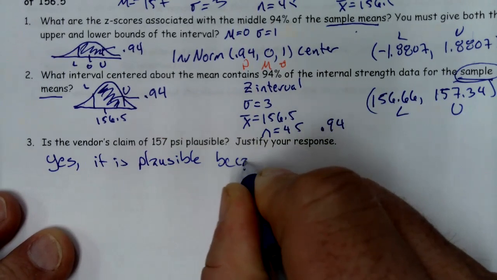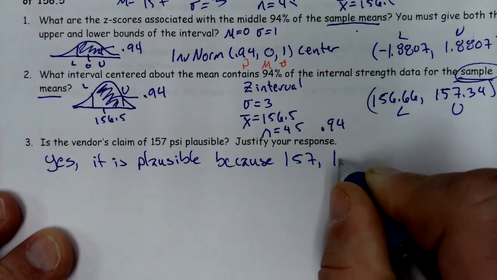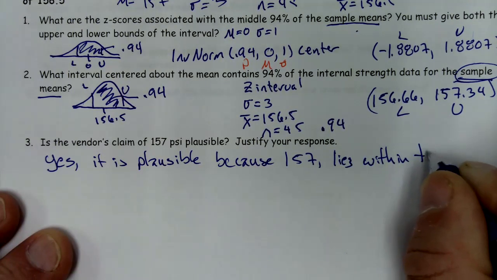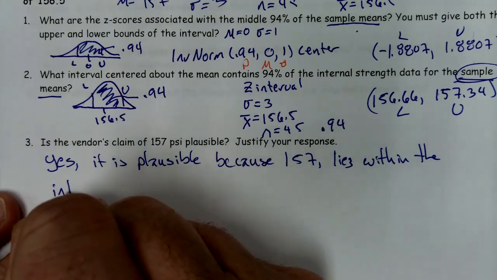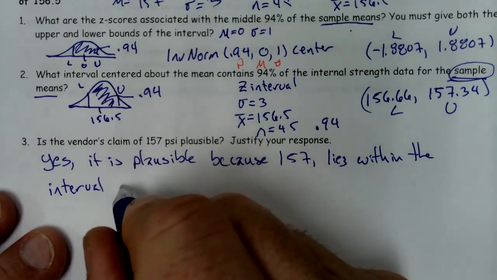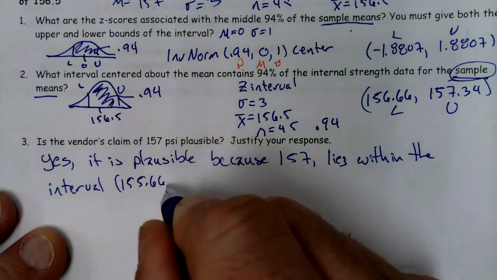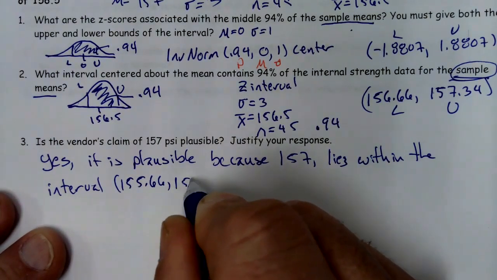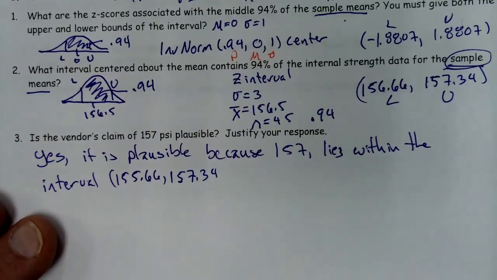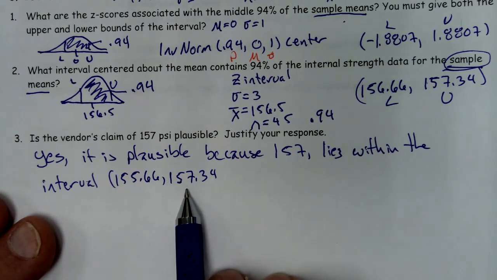Because 157 lies within the interval 156.66 and 157.34. Now, if it did not include 157, it wouldn't be plausible.